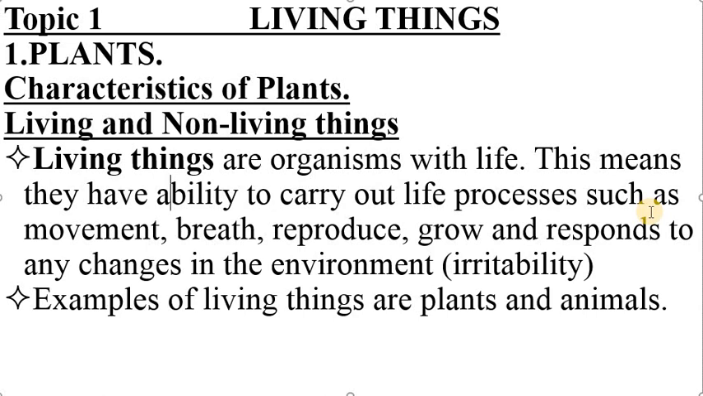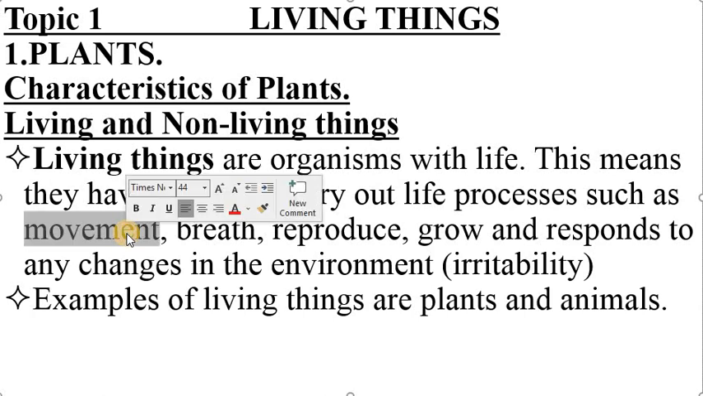That means any living thing, starting from plants and animals, should be able to carry out the following life processes. These are the things we use to identify that something is a living thing. 1, there should be movement, at least change of position from one area to another. If an object is able to move, it is already showing a characteristic of a living thing.